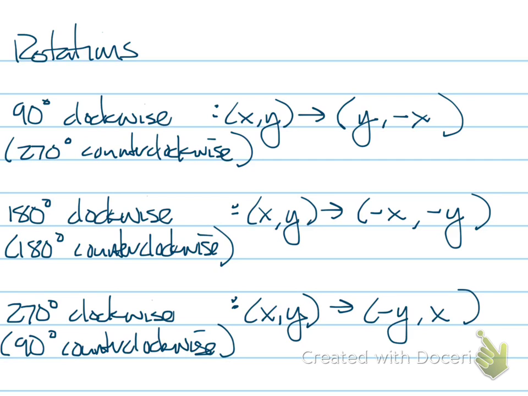For 180 degrees clockwise rotation, you want to just change the sign of both the X and the Y coordinate. There's no switching that occurs. And then for 270 degree clockwise rotation, you want to change the sign of the Y coordinate and then switch the X and Y coordinates.